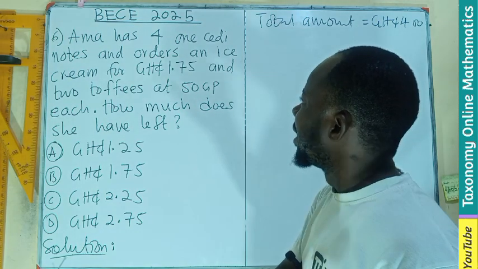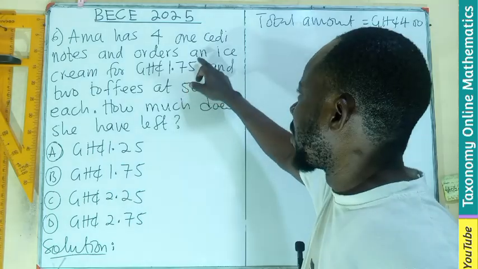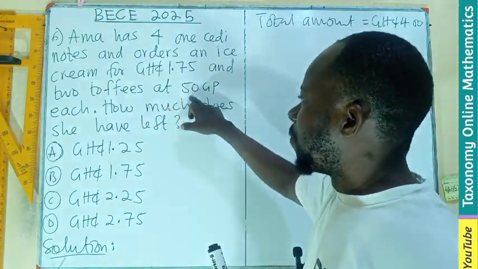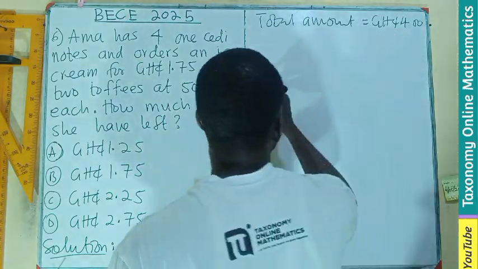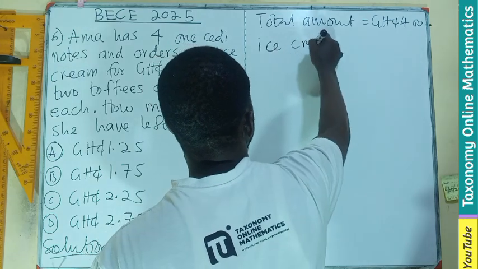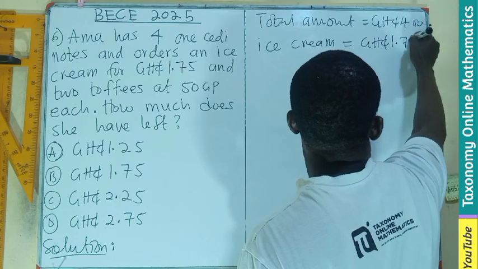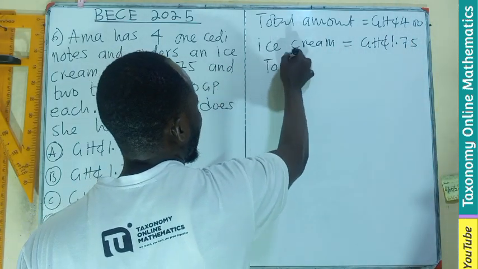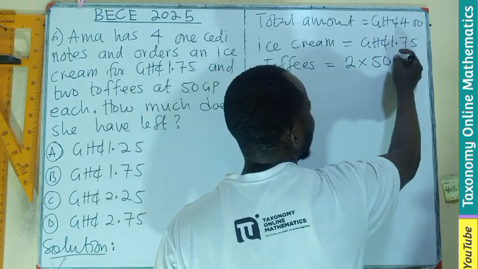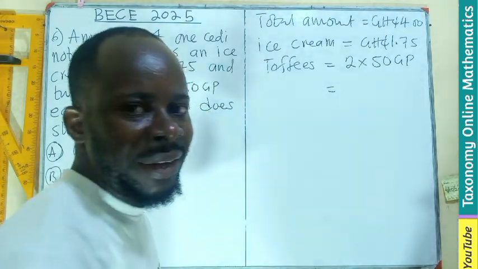Then the amount spent. Remember, she spent 1 Ghana cedi 75 pesos on an ice cream, meaning 1 ice cream. Then 2 toffees, meaning 2 toffees. I want to make it in a tabular form. Ice cream is going to be 1 Ghana cedi 75, then toffees is going to be 2 times 50 Ghana pesos, and that gives you 2 times 50 is 100.